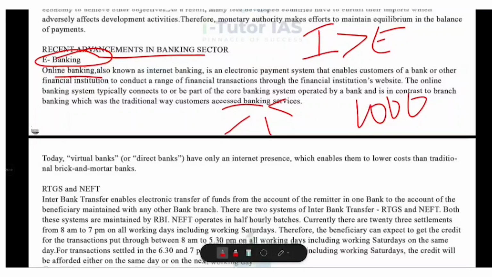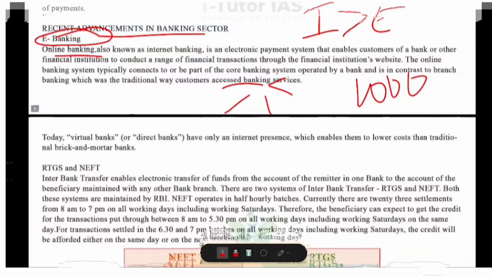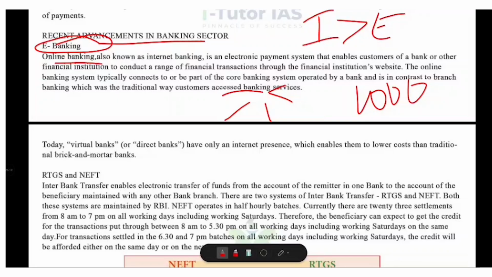Okay, so what are the types of e-banking services? Do you know? Yes: internet banking, then mobile banking, ATM services, debit and credit cards, electronic fund transfer systems like NEFT, RTGS and IMPS. Okay.